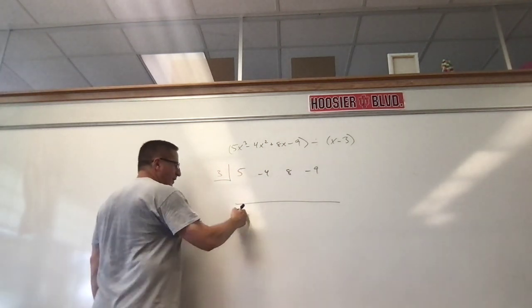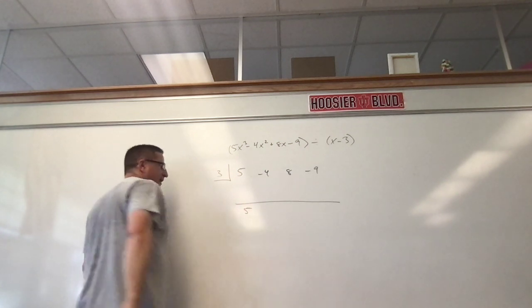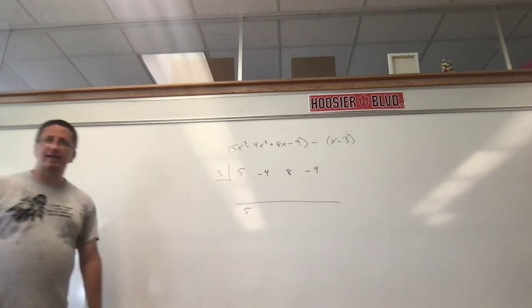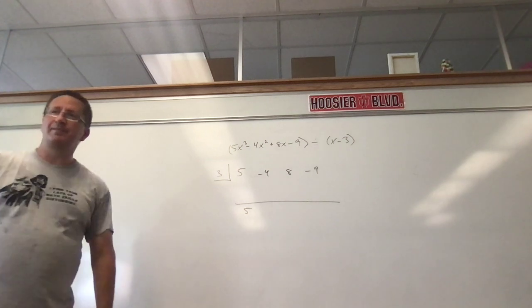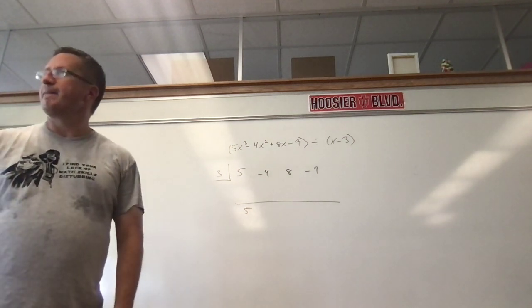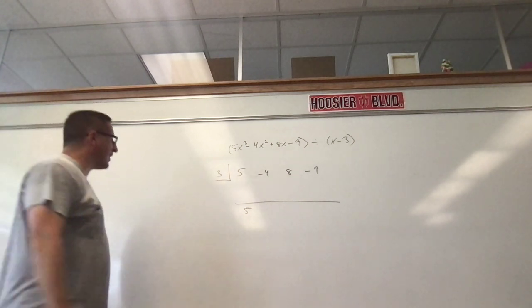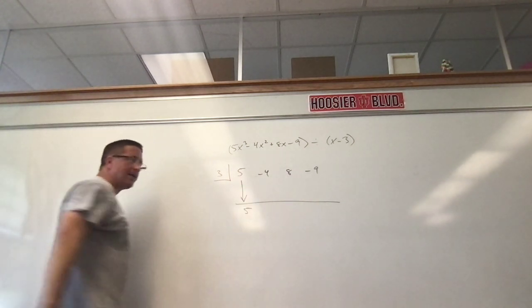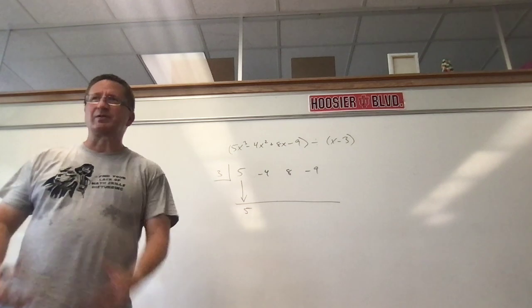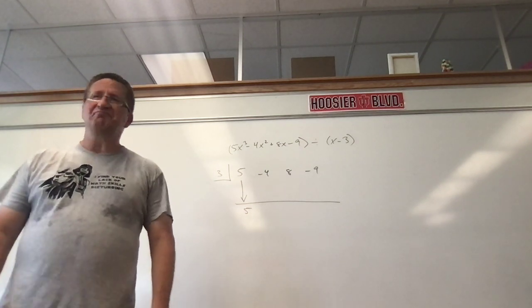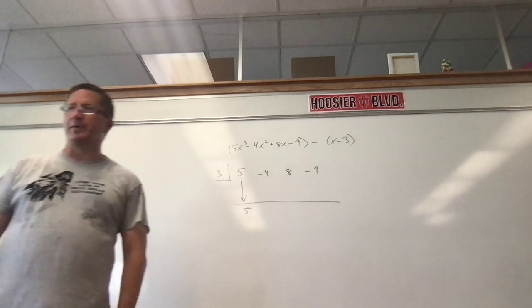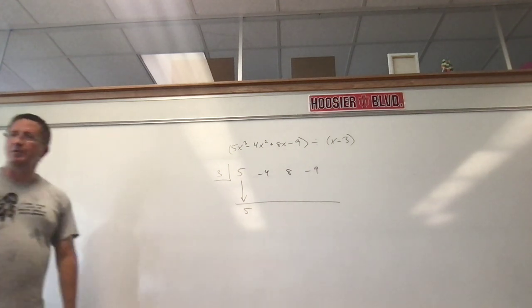First thing I'm going to do is I'm going to put a number right here. In this case, I'm going to write 5. Any idea how I got that? Where that 5 came from? You just drop it down. That's all you do. Some students say, well, did you times by 1? You could, but when you times by 1, you're not doing anything, okay?